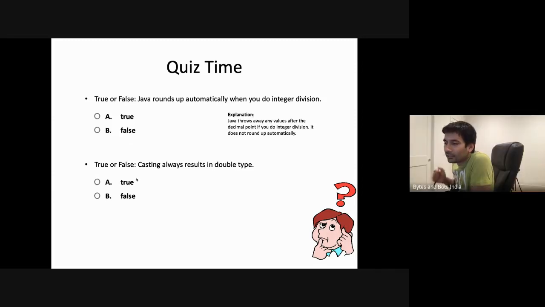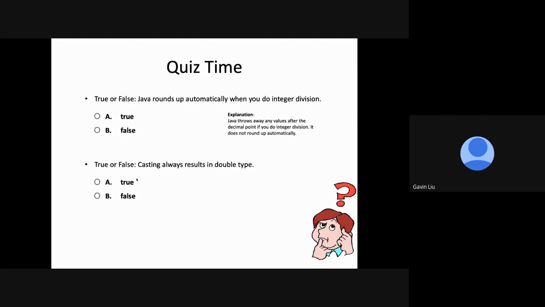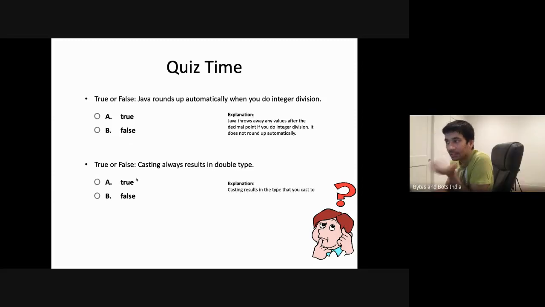It is saying if you cast a variable, it'll always be double. I don't think so, right? Why would it be double if you just automatically cast it? Casting results in the type that you want to cast. It is not always double. If you want to cast it to integer, it will become integer. If you want to make it double, it will make it double. So you're right.